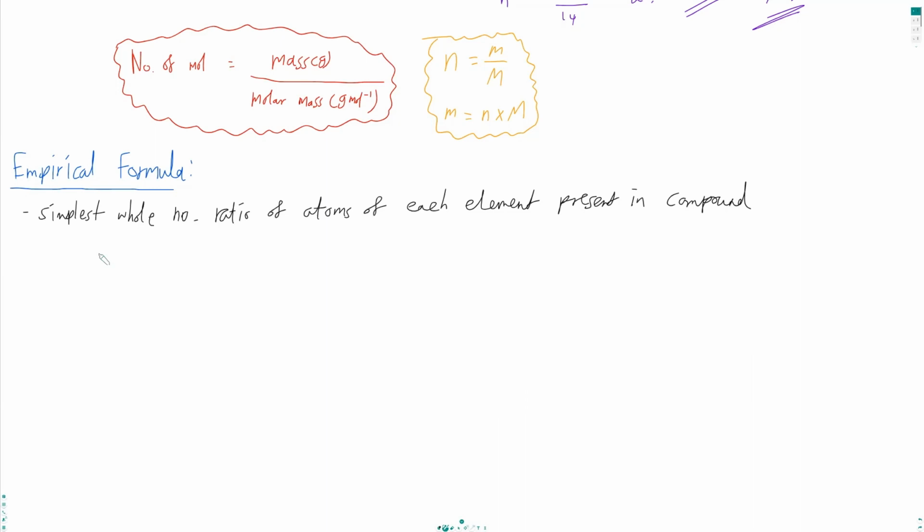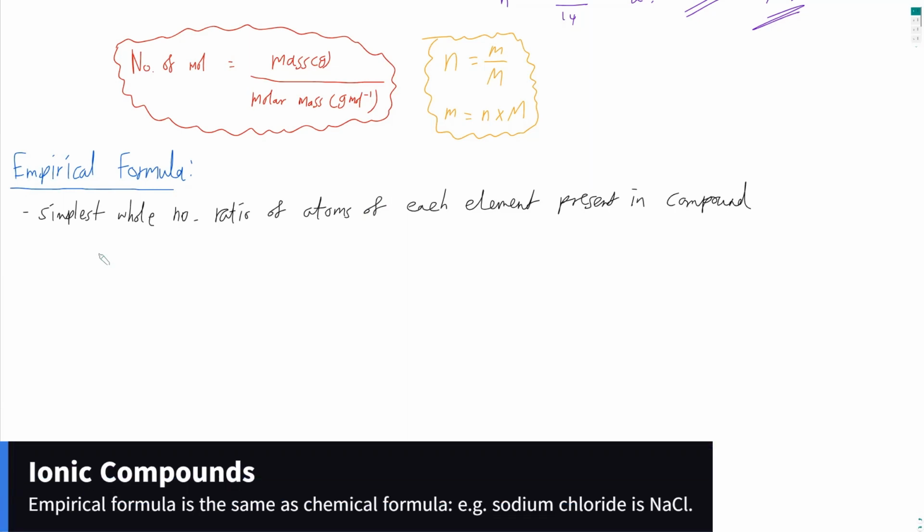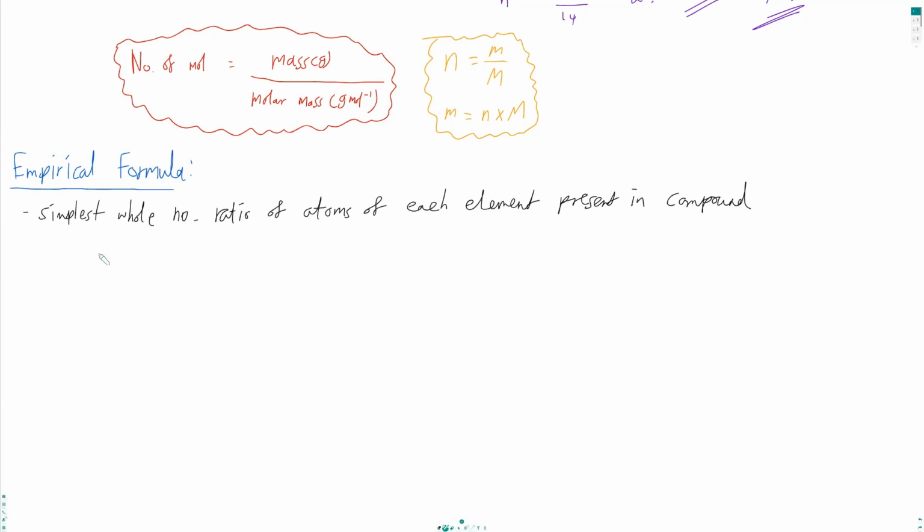Although sometimes the empirical formula will match this. An example of which is ionic compounds. So ionic compounds such as NaCl, sodium chloride. That is an empirical formula, but it's also its proper chemical formula. Giant covalent compounds, SiO2, that's its empirical formula, also its chemical formula.